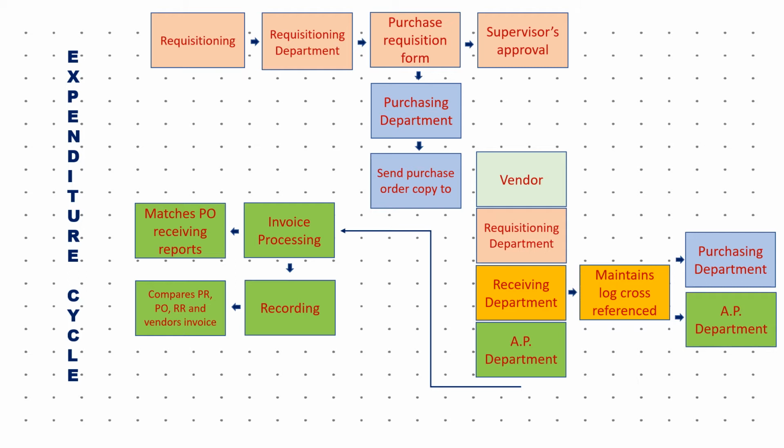So, from the Accounts Payable Department comes invoice processing. After they match the purchase order to the receiving reports, it will be forwarded to recording. And in recording, they compare the purchase requisition, the purchase order, the receiving report, and the vendor's invoice to see if everything matches and is complete.